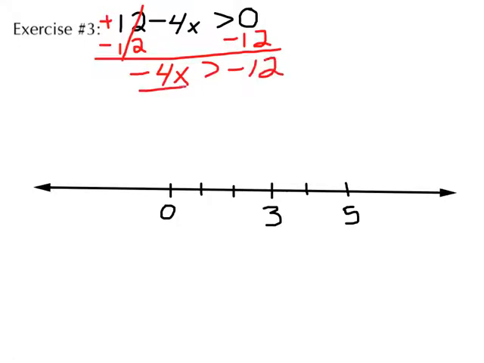I'm going to divide by negative 4. Because I'm dividing by a negative, right away I'm going to circle it in orange. I divided by a negative. That means I have to flip my inequality.